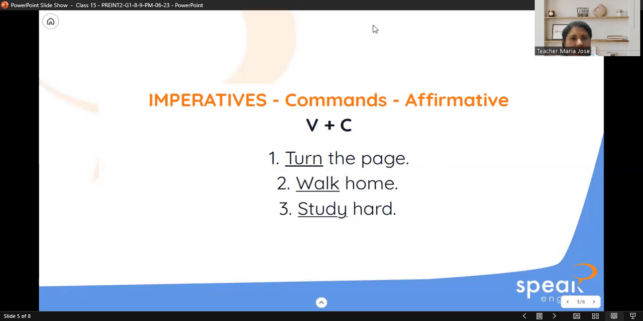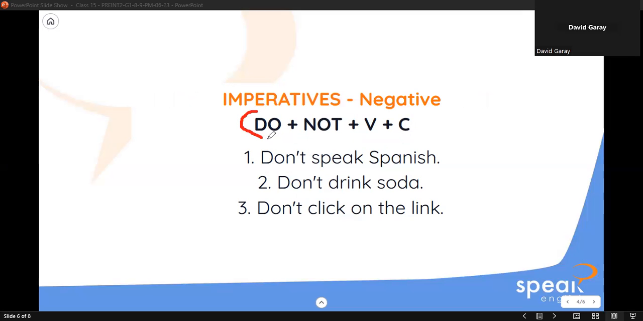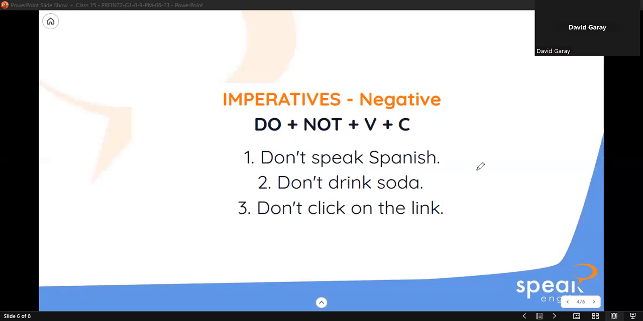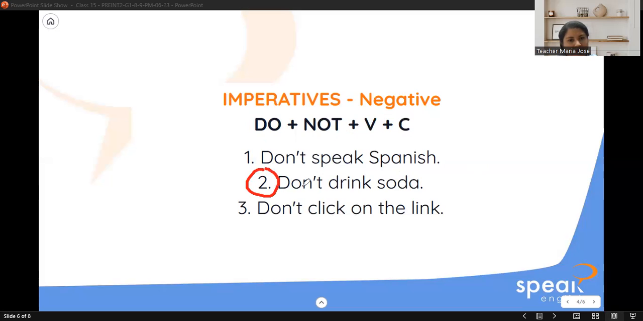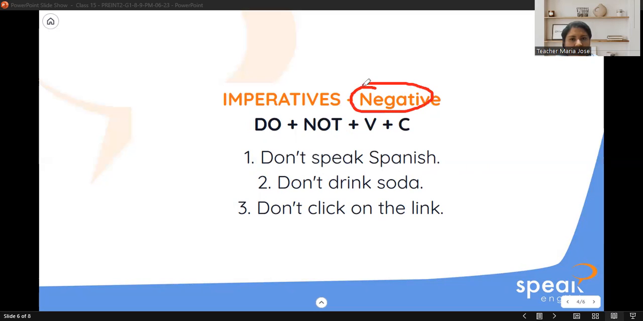Now, David, can you help me with the other structure, please? Look at this. What is the structure? Imperative negative. Do plus not plus verb plus complement. Excellent. Can you read the example number one, please? Don't speak Spanish. The number two? Don't drink soda. And number three? Don't click on the link. Okay, perfect. So now that we identify the negatives, look at this. Only do not, just to make it negative. Then we have verb and complement, as in the previous example.